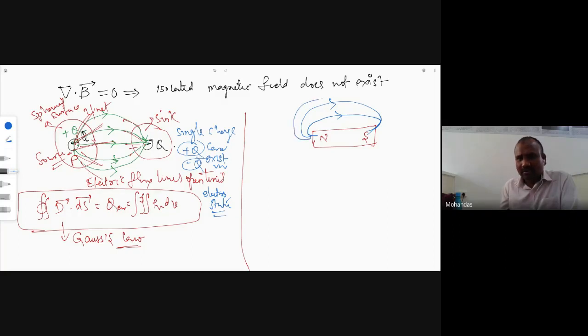here the magnetic flux lines are in this fashion, and this is outside of the permanent magnet. What about the inside? Inside, the magnetic flux lines are flowing from south to north.